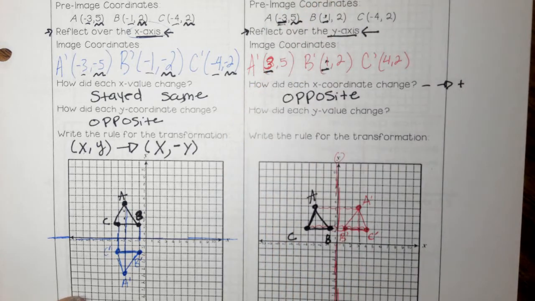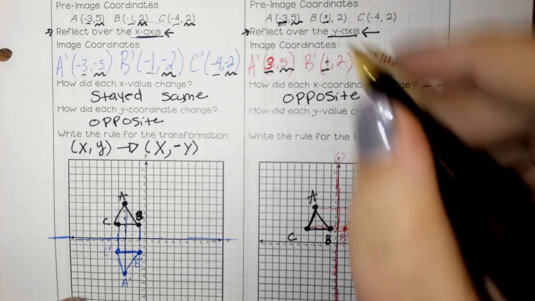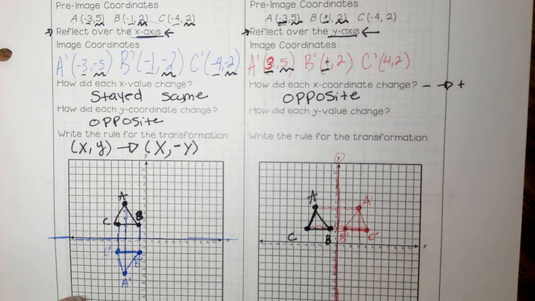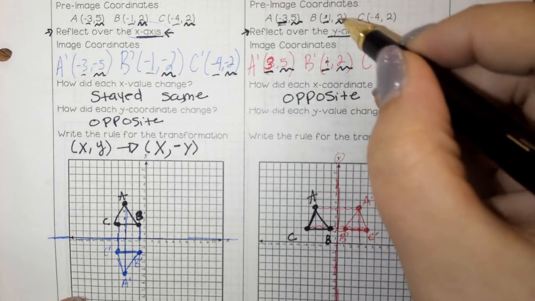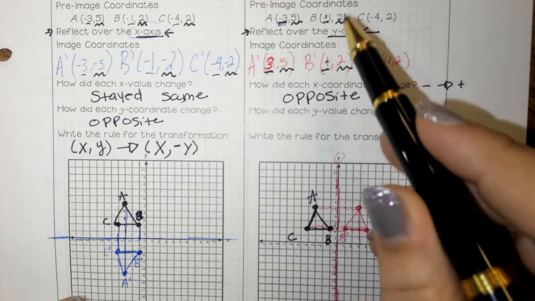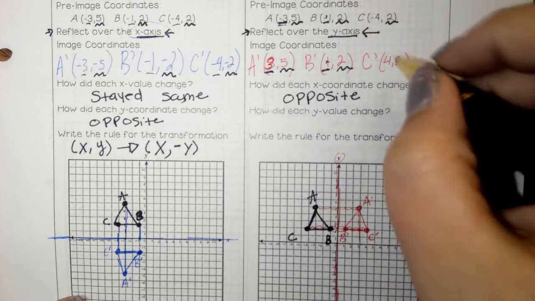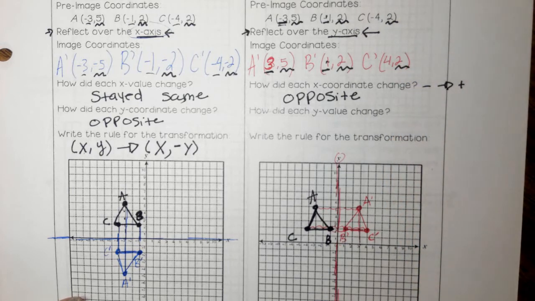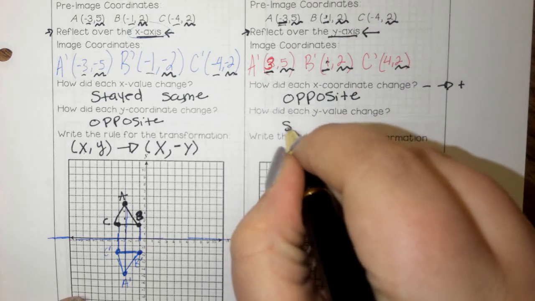The y value in A is 5. The y value in A prime is also 5. That stayed the same. The y value in B is 2. The y value in B prime is also 2. That stayed the same. The y value in C is 2, and the y value in C prime is 2. That again stayed the same. So each of my y values stayed the same.